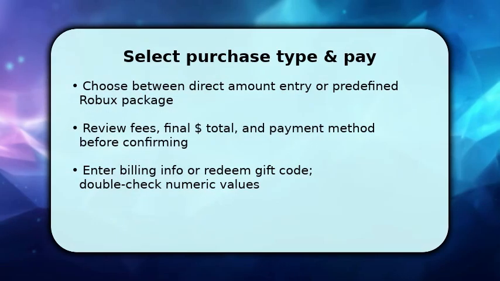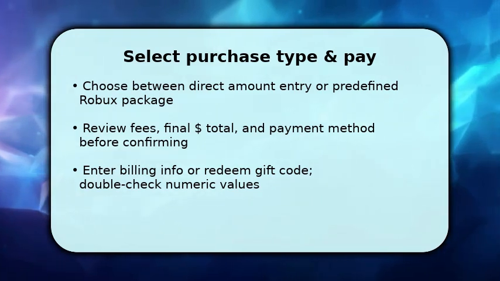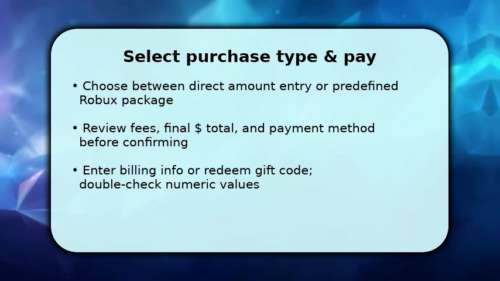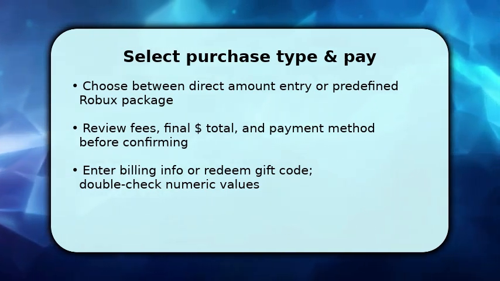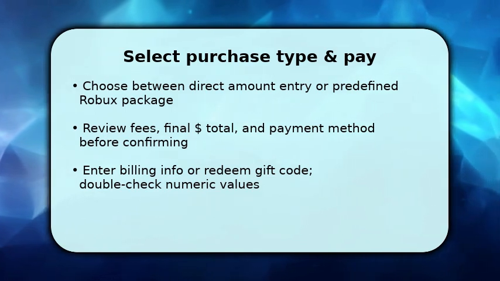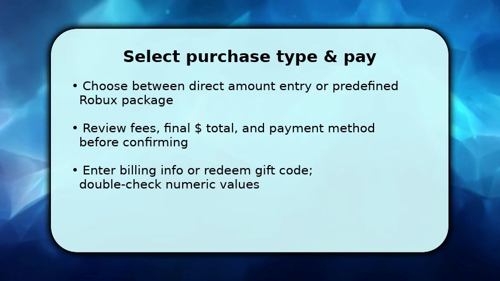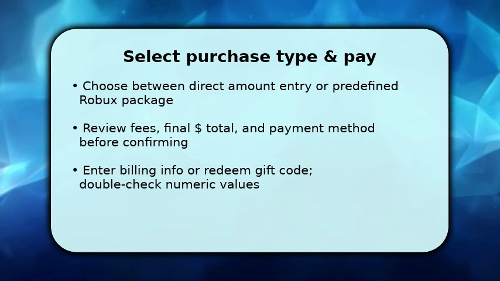Now you choose between entering a custom Robux amount when available or picking a predefined package that totals close to your target. This affects price and fees. Review the final dollar total and any service fees, and ensure your selected payment method is correct. When ready, enter billing details or redeem a gift card code. Pause to double-check numeric values and expiration dates.